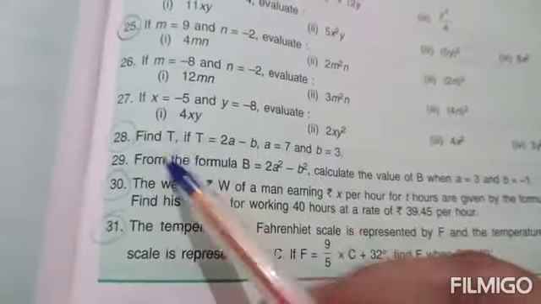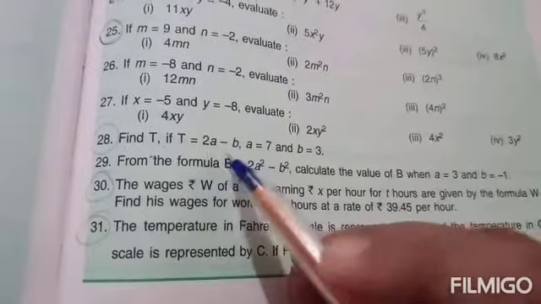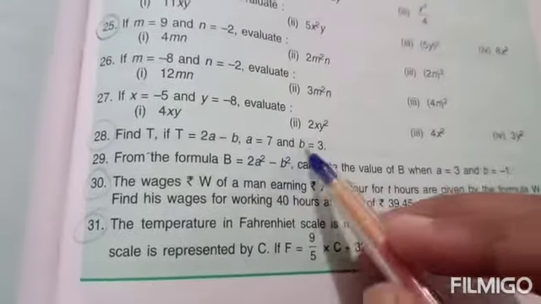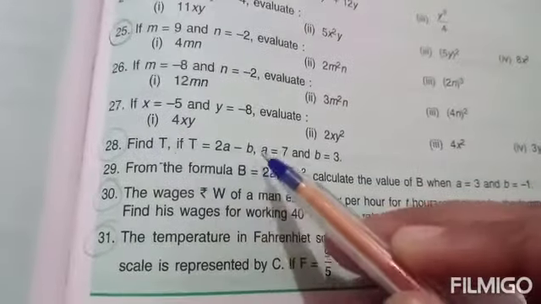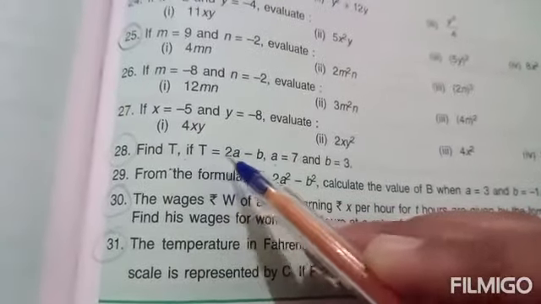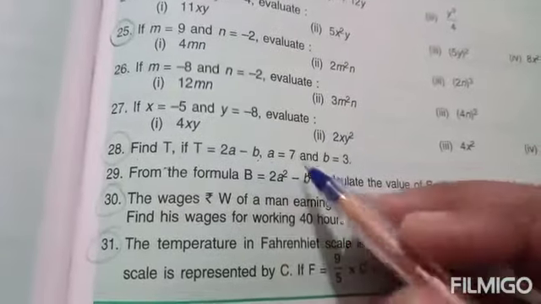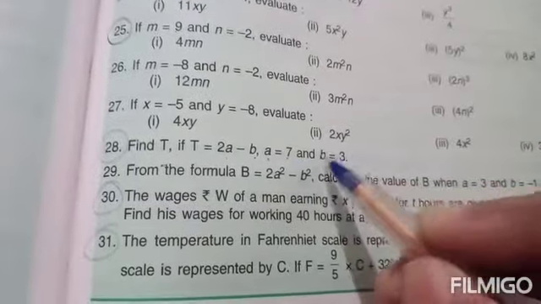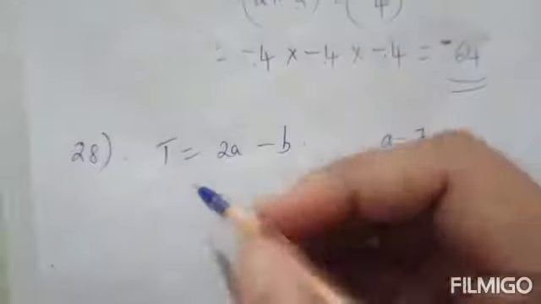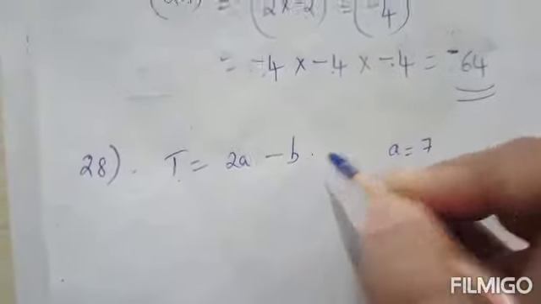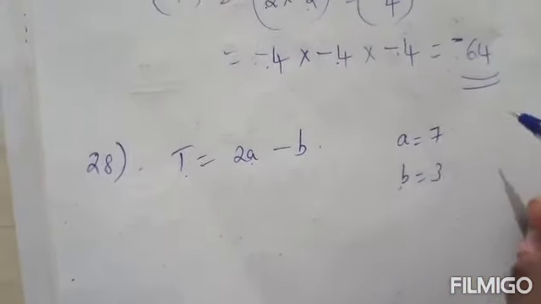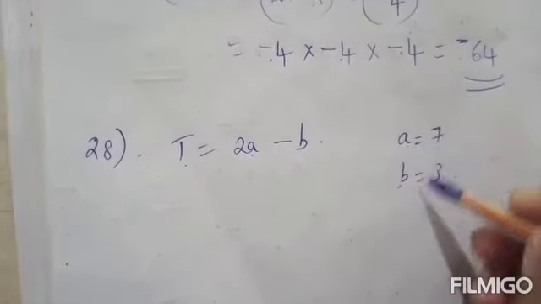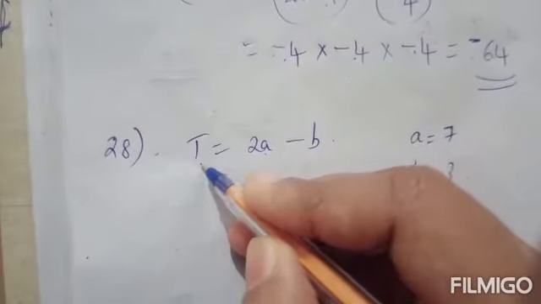28th question, find t if t equal to 2a minus b, a equal to 7 and b equal to 3. So you need to find the value of t. t equal to 2a minus b is given. The a value is given as 7 and the b value as 3. So you can substitute the values of a and b to find t.